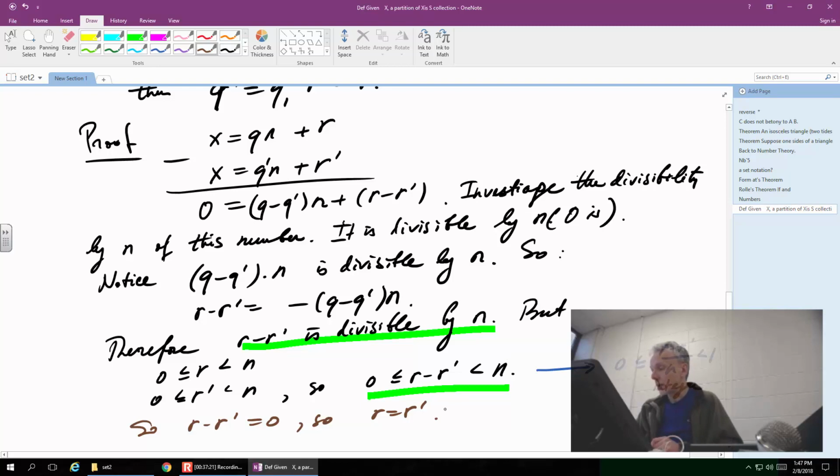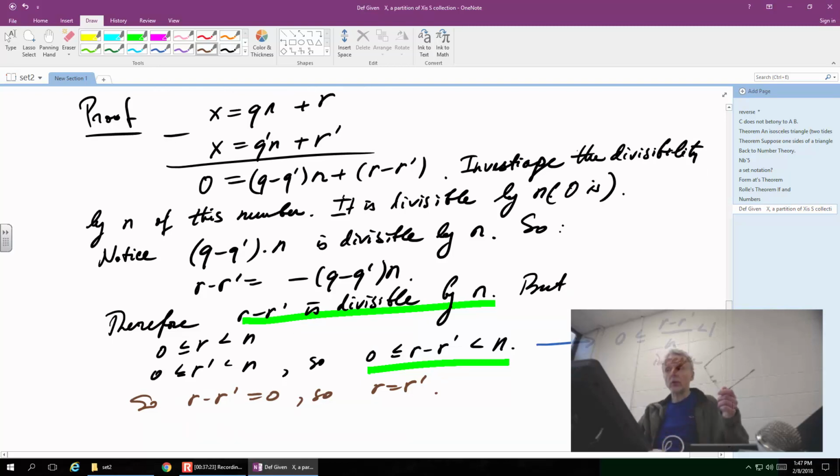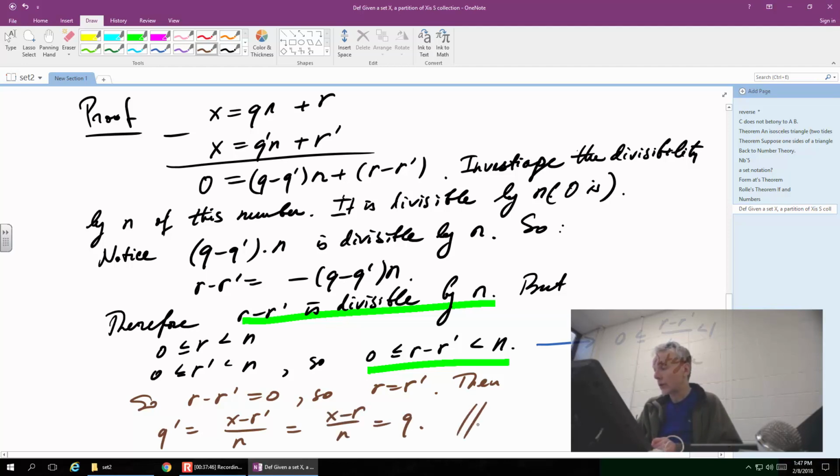And then the last part is about q and q prime, which is also not hard to find out, because q prime is equal to x minus r prime divided by n. And since r prime is equal to r, it will be x minus r divided by n, which is equal to q. So you have demonstrated that both of these numbers are the same: r prime is equal to r, and q prime is equal to q.